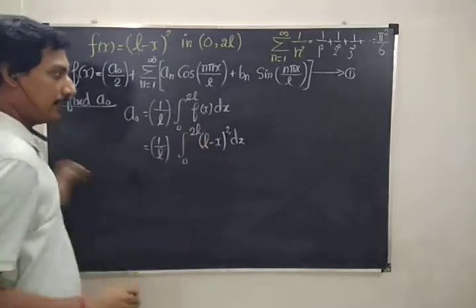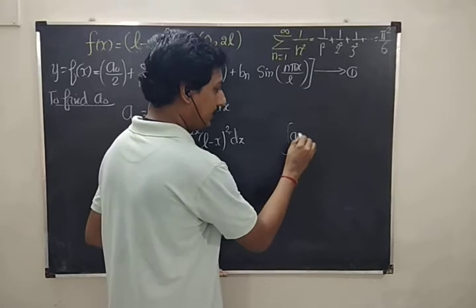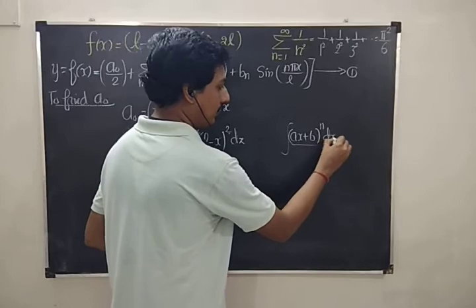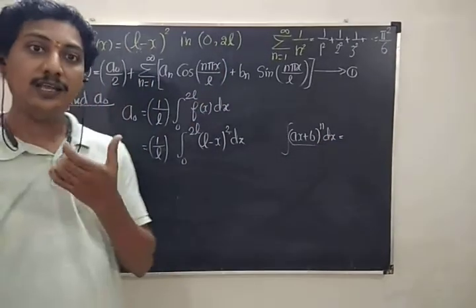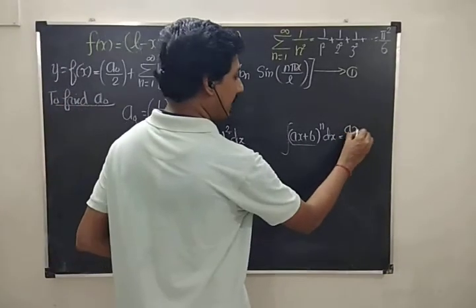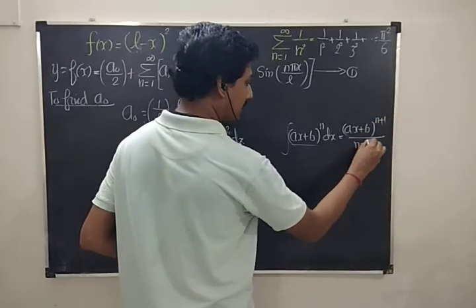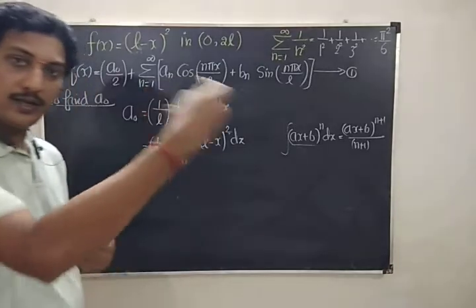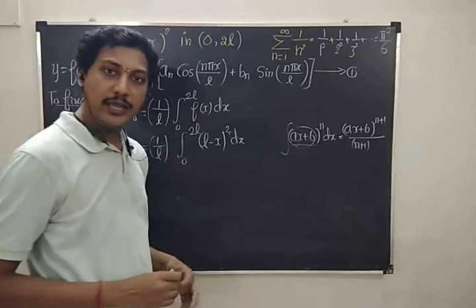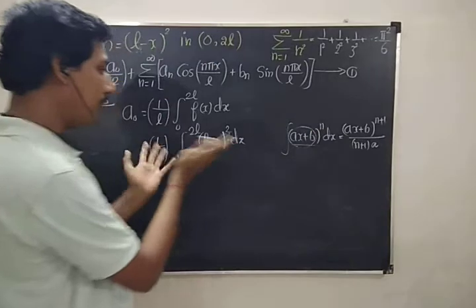So how to integrate this one? Here I can just recollect the formula. The integral of (ax plus b) whole power n dx, where ax plus b is a linear polynomial function to the power n, is (ax plus b) to the power n plus 1 by n plus 1. Because as usual when we integrate x power n, we get x to the power n plus 1 by n plus 1. Apart from that, by the chain rule, differentiating ax plus b with respect to x, I am getting a. The same concept I am going to use here.